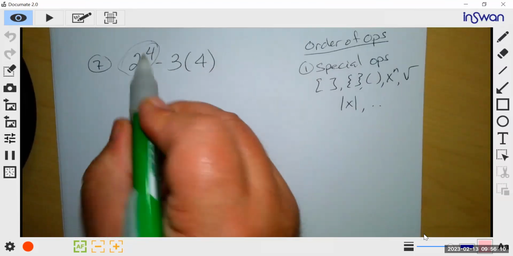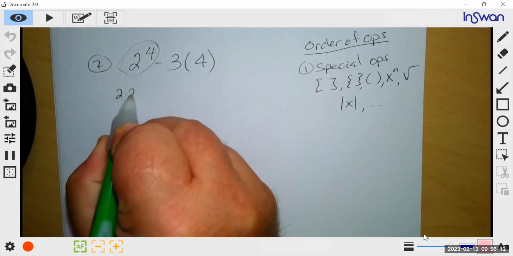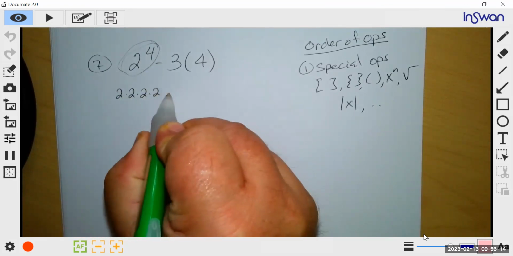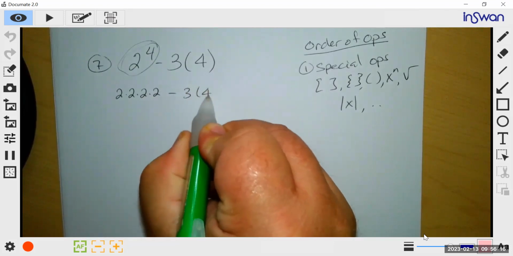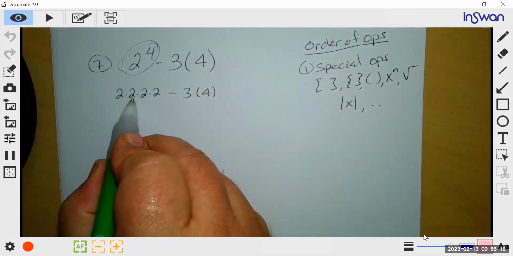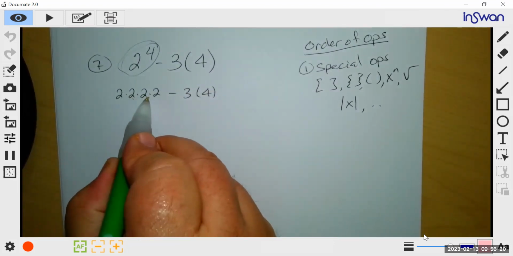Exponent. So we do that first. 2 times 2 times 2 times 2. What is 2 times 2? 4. Times 2 times 2.